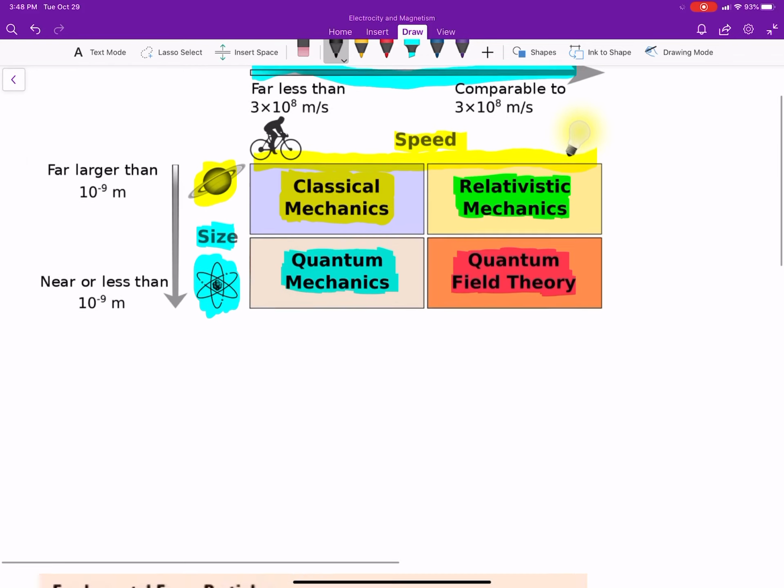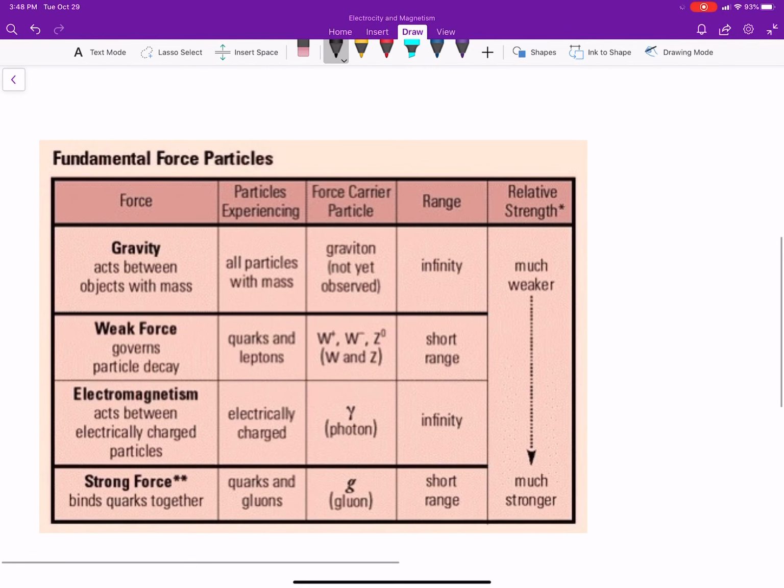Now, the next thing I want to talk about is the four types of forces. If we start at the bottom, the strongest force is, you guessed it, the strong force. What that does is basically hold together protons and neutrons. It binds quarks together. And this is a pretty short range force, so you have to be pretty close to notice it. And it's very, very strong. It's all the way down here. That's our strongest force.